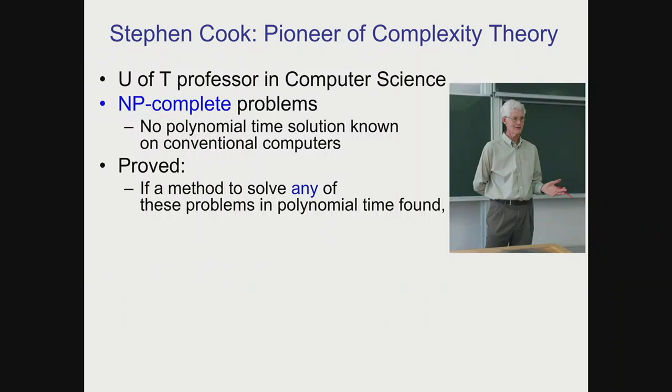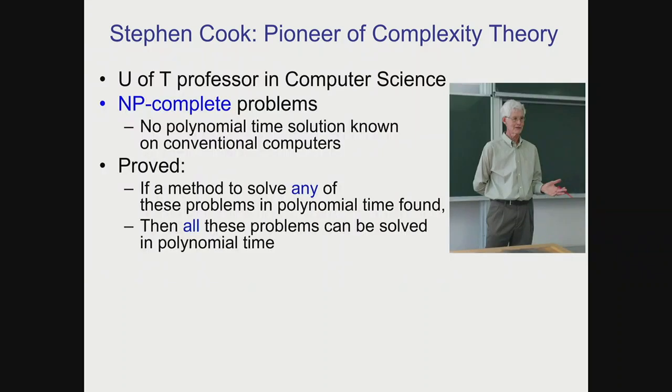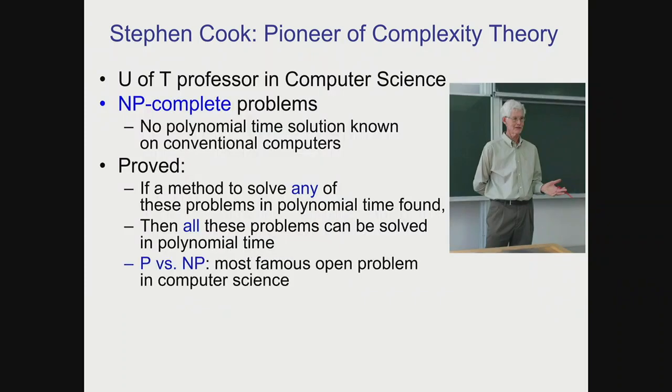Okay, so there are a whole bunch of them. I just talked about integrated circuit design, drug design, transportation networks, lots of other ones. If you ever find a method to solve one of them in polynomial time, then all of them can be solved in polynomial time, because with appropriate transformations, you can actually transform all these problems into each other. And so this is actually a pretty amazing proof. It's a very surprising proof. So he was able to prove that if you ever find an algorithm like this, you can solve them all.